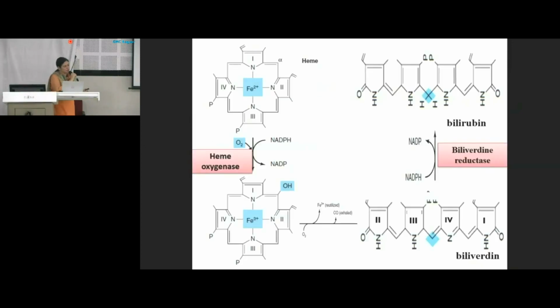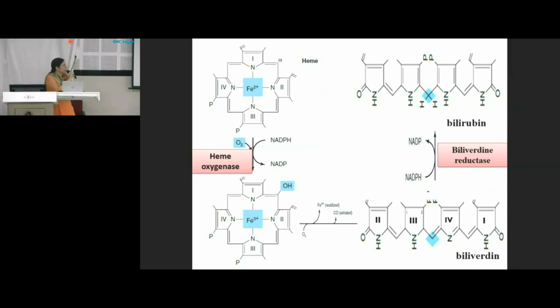Now we will see the steps. Heme, in the presence of heme oxygenase, which is a complex enzyme system, in the presence of molecular oxygen and with the help of NADPH, there is breakage of the methine bridge between pyrrole ring 1 and 2. So iron is released, and it is the only reaction in our body where endogenous carbon monoxide is formed.